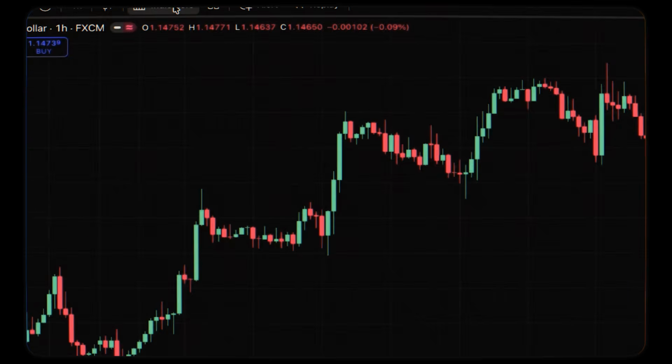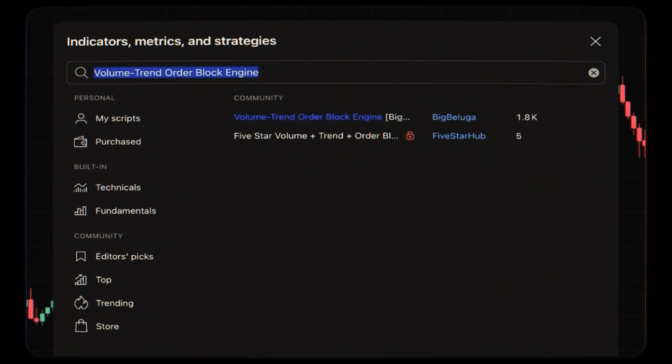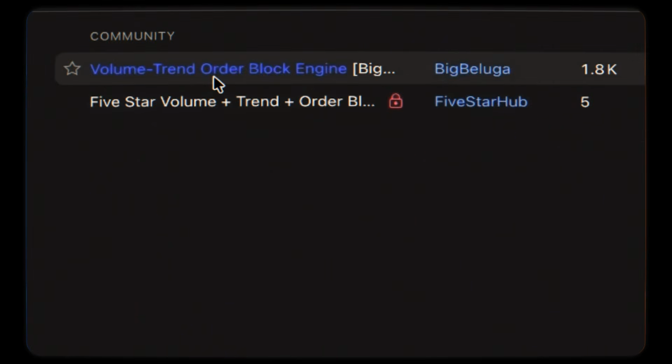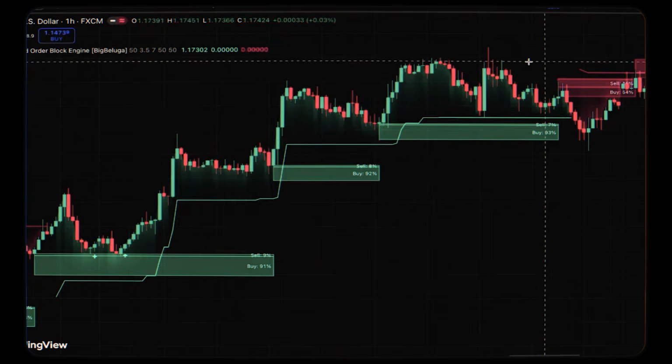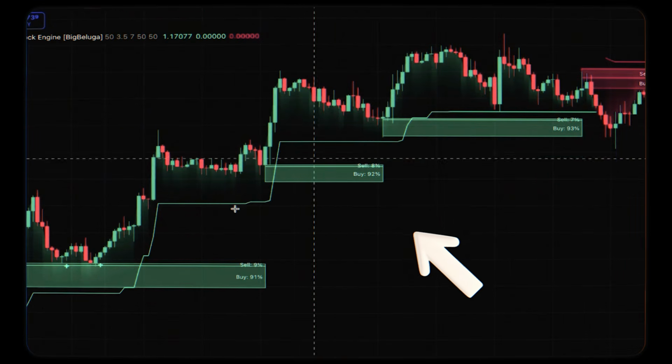Here we click on indicators and we search volume trend order block engine. This one, which is a new indicator from BigBeluga. Alright, this is the indicator, and as you can see, it is overlaid on the price chart.